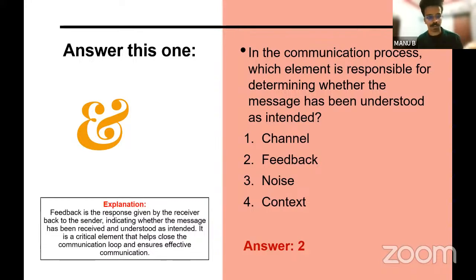Now, that's the explanation for this. Feedback is the response given by the receiver. Okay, so this is a critical element that helps to close the communication loop and ensures effective communication. So for those people who need an explanation, this is it. Sorry for that. Anyway, moving on to the next question.